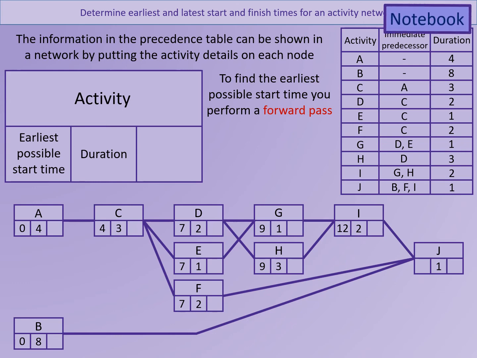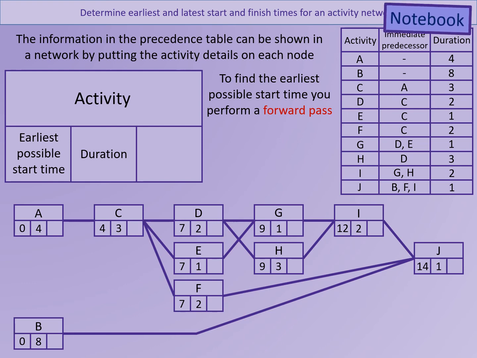So in order for I to start, we need it to have an earliest possible start time of 12 in order for H to have finished. Finally then, activity J depends on 3 activities, I, F and B. So we're going to find the largest sum. For B, that will be 0 plus 8. For F, it will be 7 plus 2. And for I, it will be 12 plus 2. So the largest of those is 12 plus 2, which is 14.